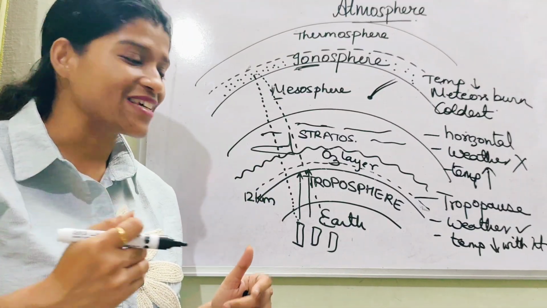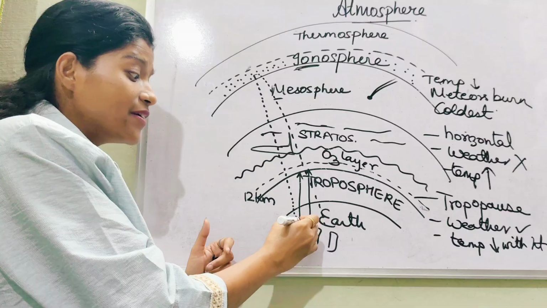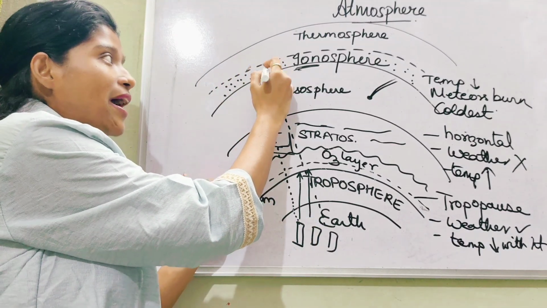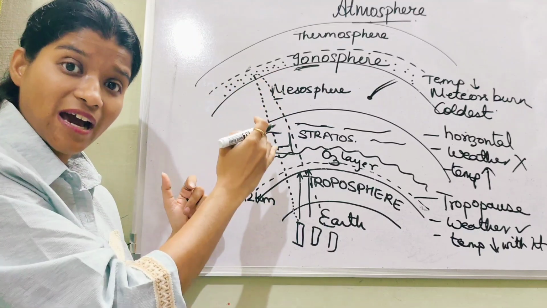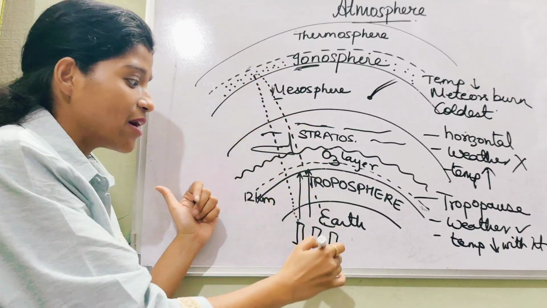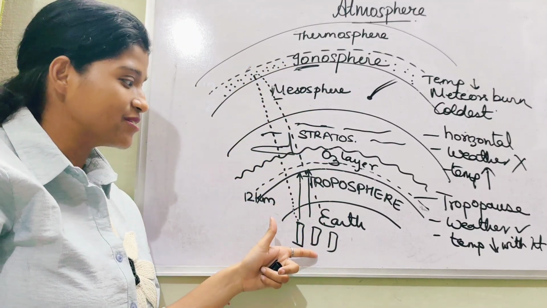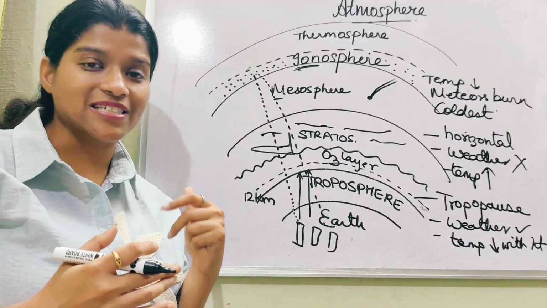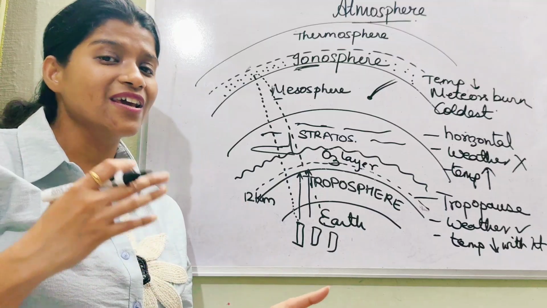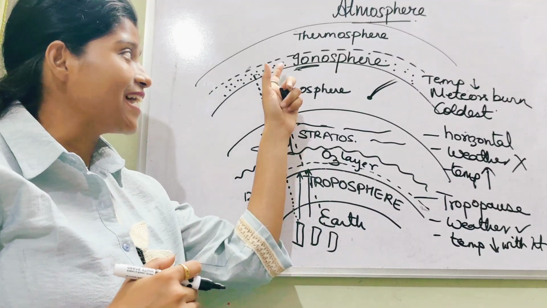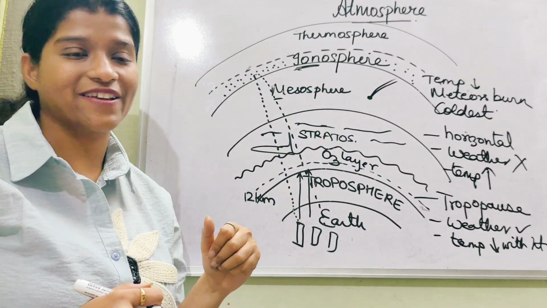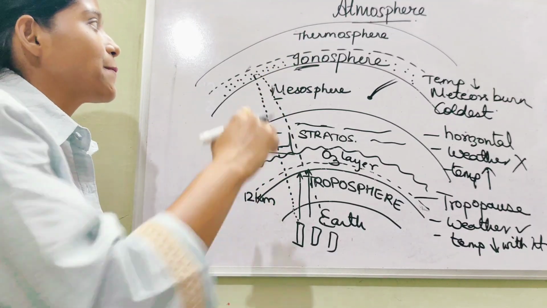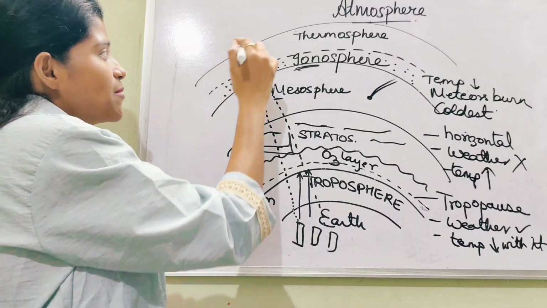So the radio waves are sent off from the devices. They come to the ionosphere, where they get charged and then come back down to the earth. That's how all the devices, mobile phones, radio, TV, everything works. So that's the importance of the ionosphere. Now the next thing is the thermosphere. See what happens in the thermosphere.